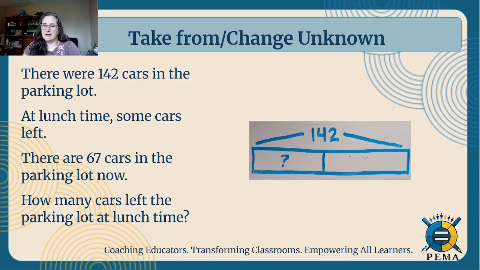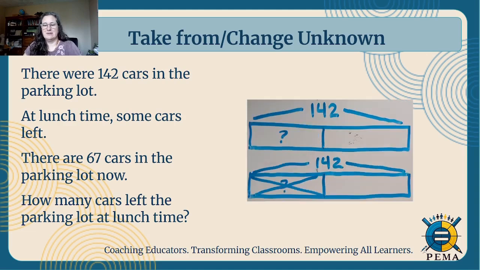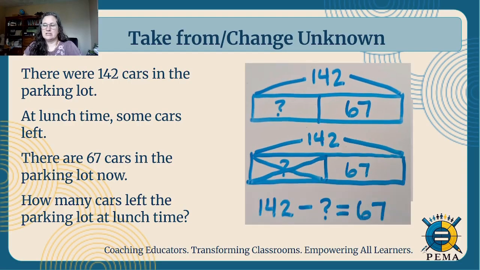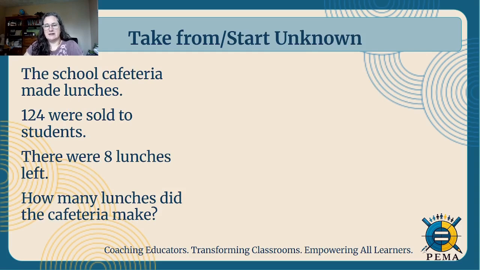I know the first part is that some cars left. I don't know how many, but I do know that part of that 142 is gone. So I might want to cross that off in my tape to show that it isn't there anymore. I also know that 67 cars are still there. The question is asking me how many cars left the parking lot at lunchtime. So what I know is the start, I know the end result, but I'm solving for what was the change, how many left.